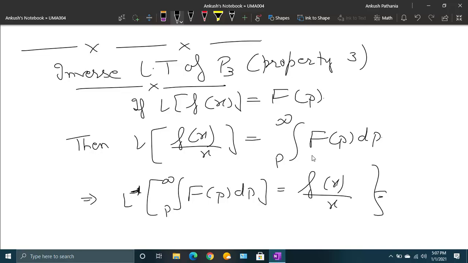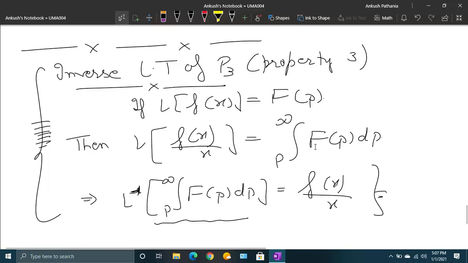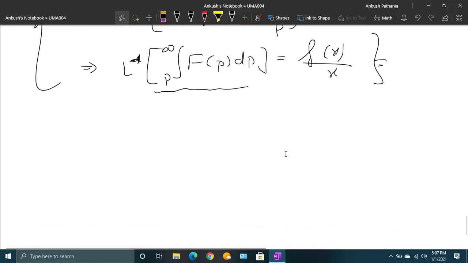However, the questions from this property are very few, because questions where you get the inverse Laplace of the integral from p to infinity of F(p) are very rare. So we will not be going for the questions of the inverse Laplace transform of property 3. Only property 1 and property 2 questions related to the inverse Laplace transform are important, and that we have done. Okay, so after this, I am now coming to property 4.